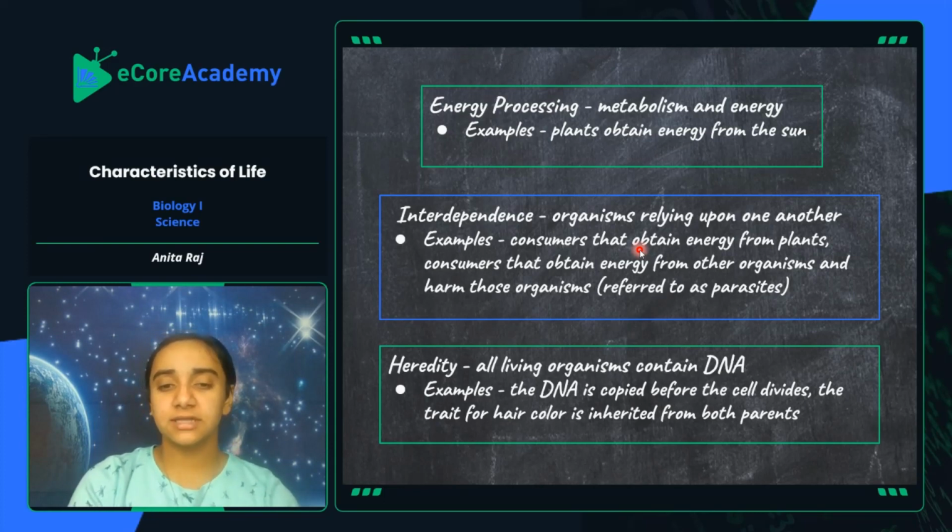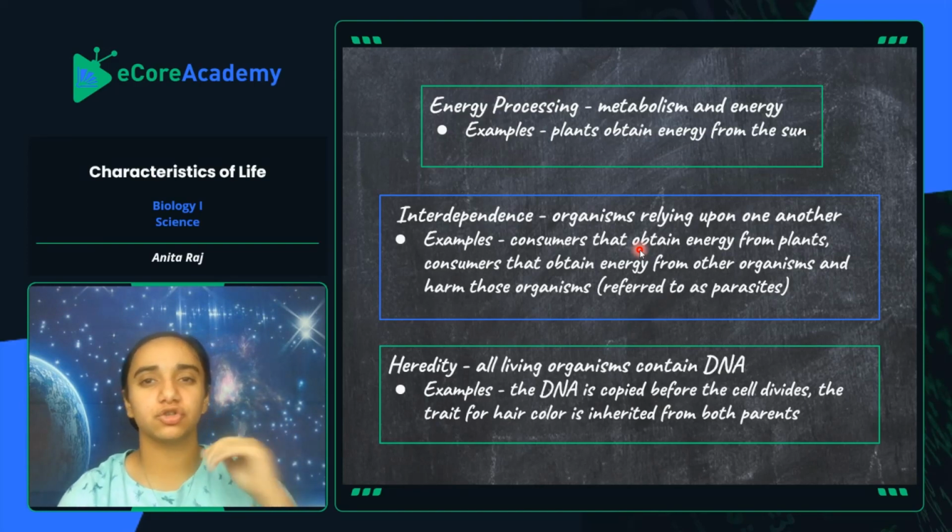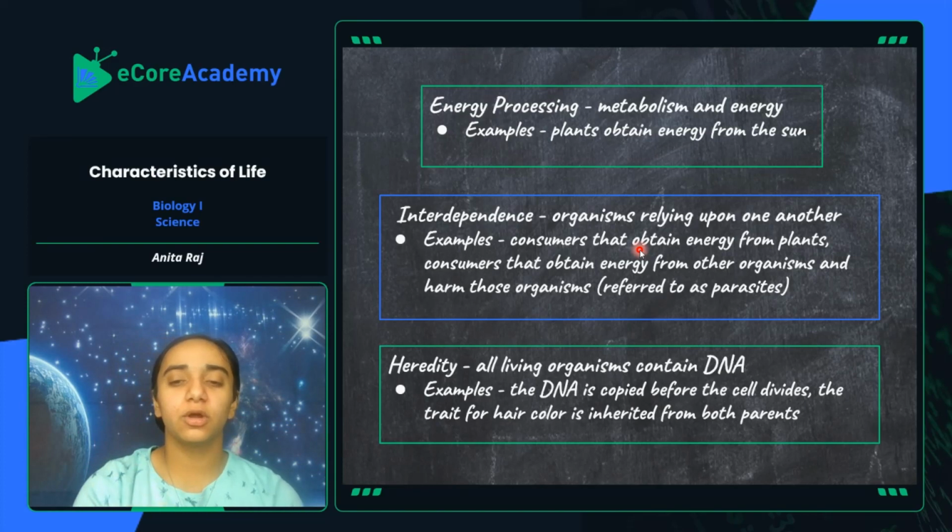The other example I gave was the trait for hair color is inherited from both parents. So this is going to be more about our topic with inheritance. We do a lot on DNA, which is more structural based, and then we'll do more on inheritance, where we talk about how you get these traits. So we talk about the relationship between a parent and its offspring.